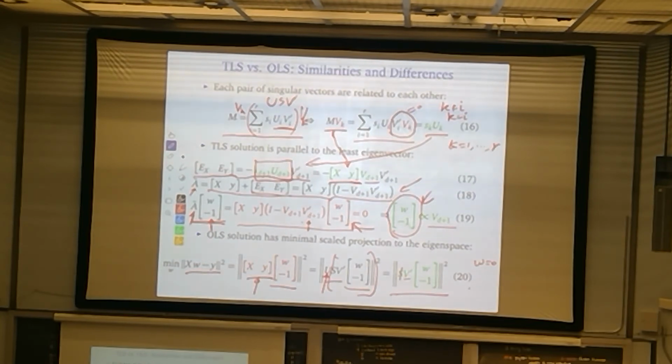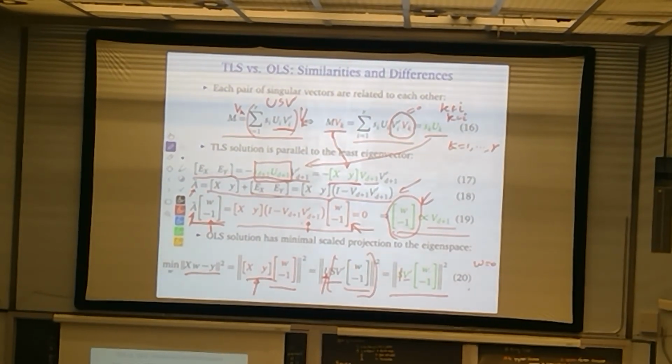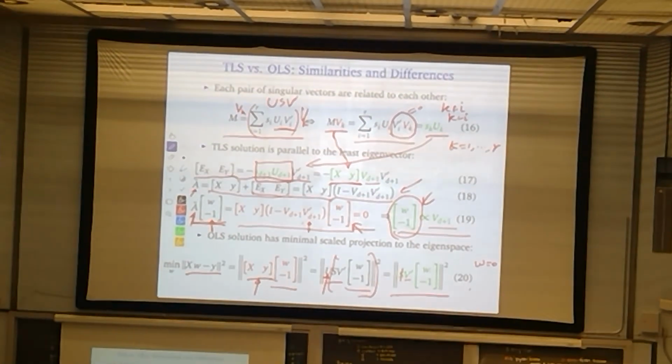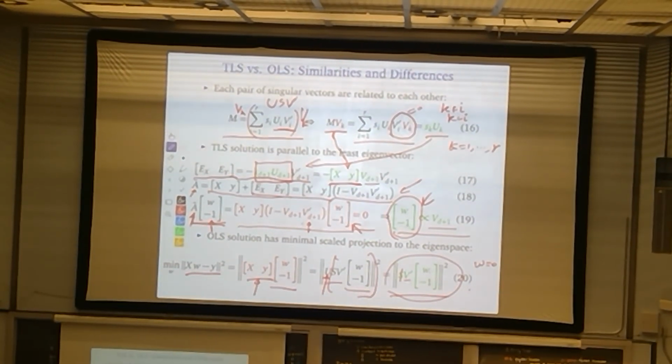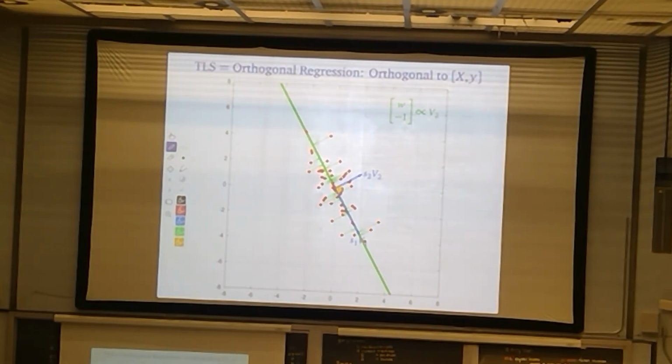W is free to move. So long as it's proportional to this, I'm good. That's the best solution. This W is free to move, and it has to minimize this sum. So let's look at the intuition.